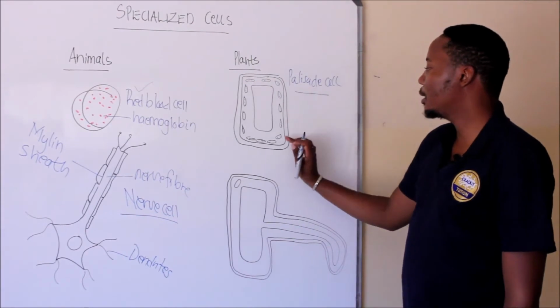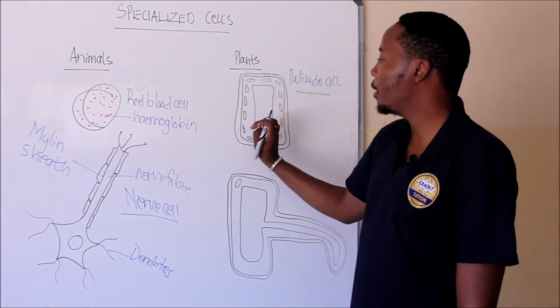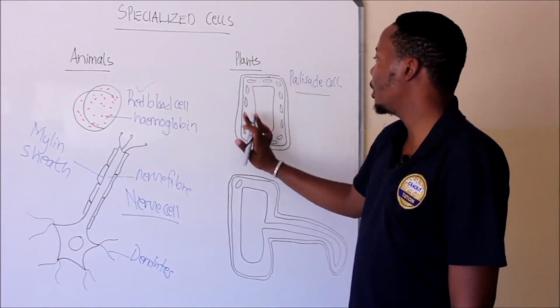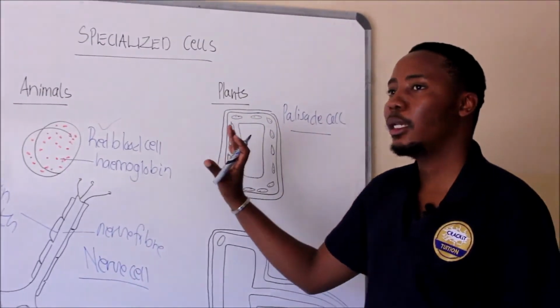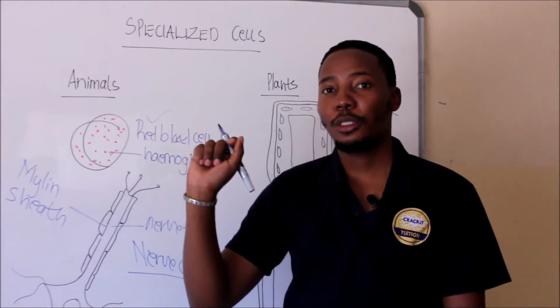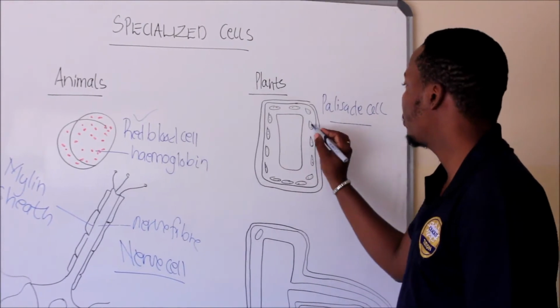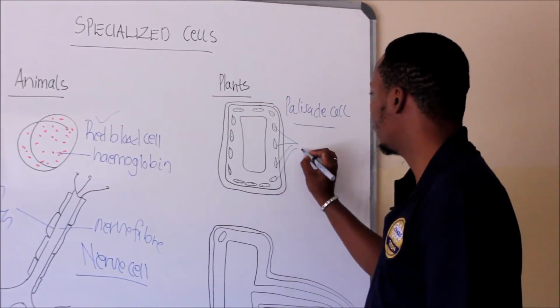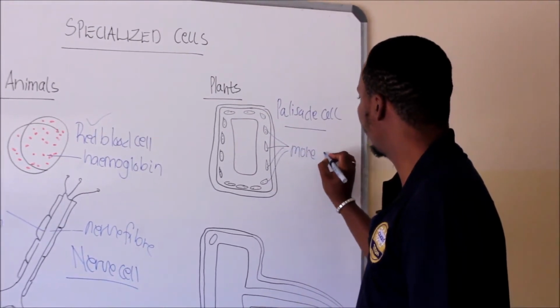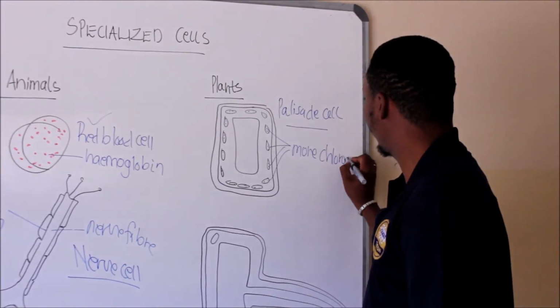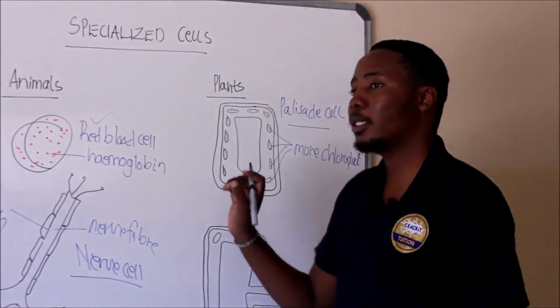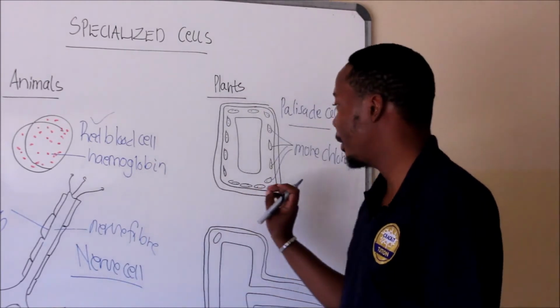So if you look at the distribution of chloroplast in this Palisade cell, there are so many, as you can see, right? Which means now this cell is going to specialize in photosynthesis. And because now it has more chloroplasts, it means it can trap light energy.